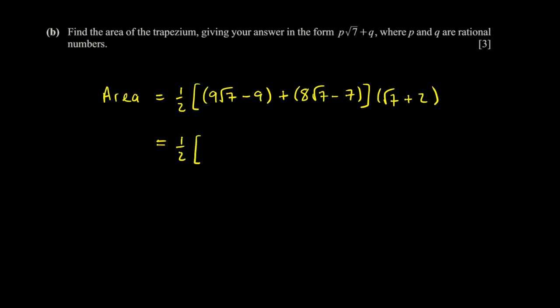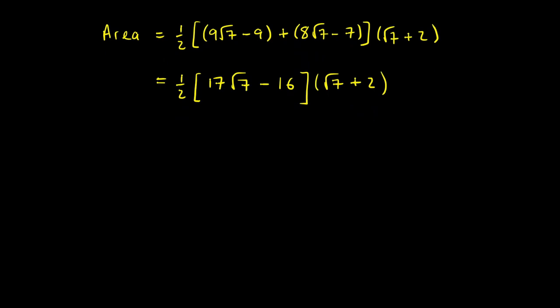So we've got 9 root 7 plus 8 root 7, which is 17 root 7. We've got negative 9 minus 7, which is negative 16. And this is all going to be multiplied through by root 7 plus 2. So root 7 plus 2. All right, so now we've got to basically multiply out that bracket, I think. So we've got a half here.